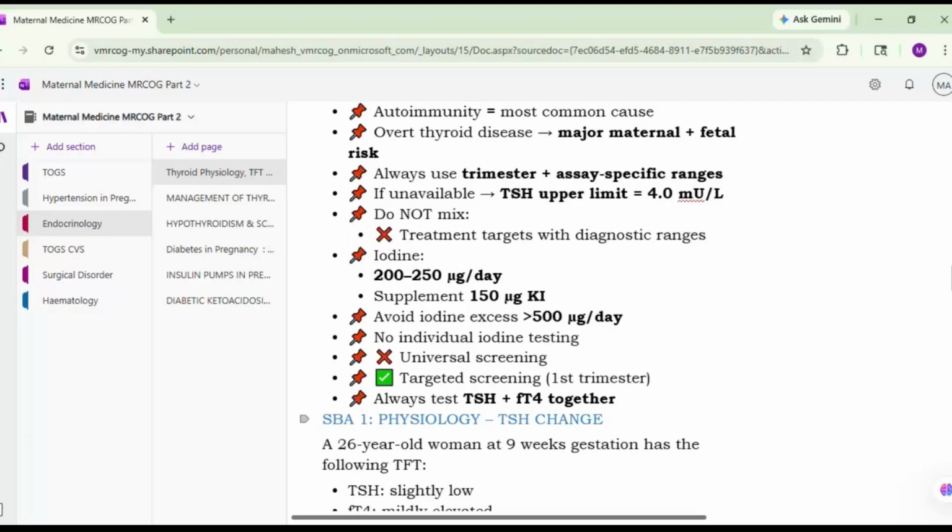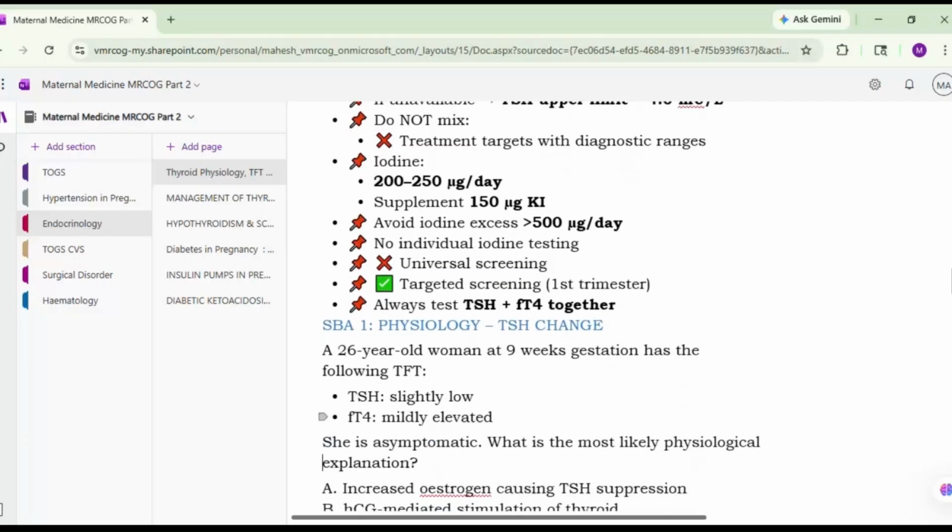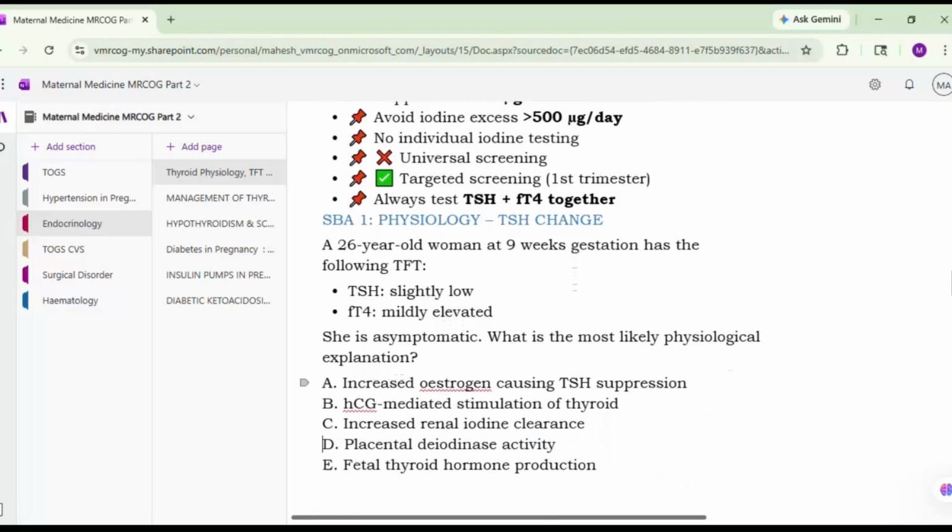Now we have a few SBA questions. Doctor, can you please go through these questions? Yes, sir. A 26-year-old woman at 9 weeks of gestation has the following TFT: TSH slightly low and free T4 mildly elevated. She is asymptomatic. What is the most likely physiological explanation? A. Increased estrogen causing TSH suppression. B. hCG-mediated stimulation of thyroid. C. Increased renal iodine clearance. D. Placental deiodinase activity. Or E. Fetal thyroid hormone production. It is B, hCG-mediated stimulation of thyroid.